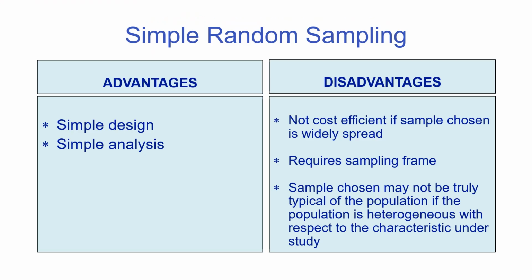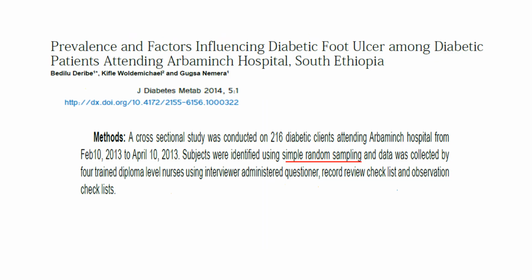The advantage of simple random sampling is that it involves a simple design and analysis, but requires a complete listing of all the elements in the population. It may not be feasible for units that are widely spread and heterogeneous with respect to the variable under study. In this example, the sample of diabetic patients with diabetic foot ulcer is a homogeneous sample.